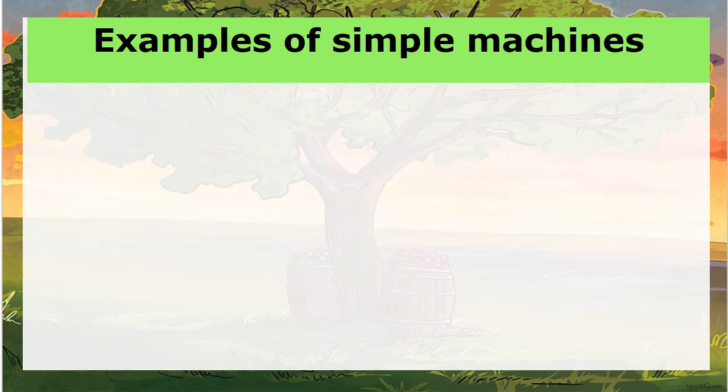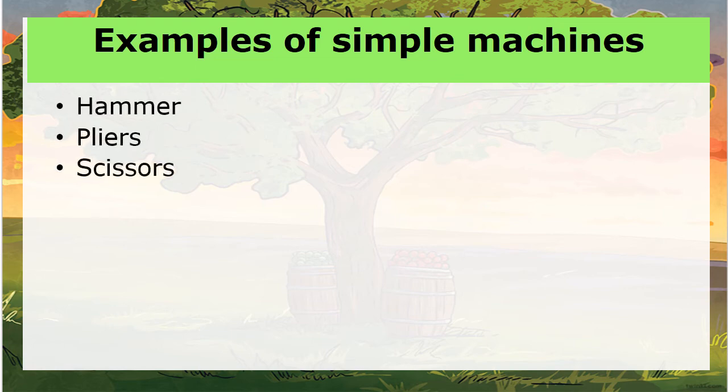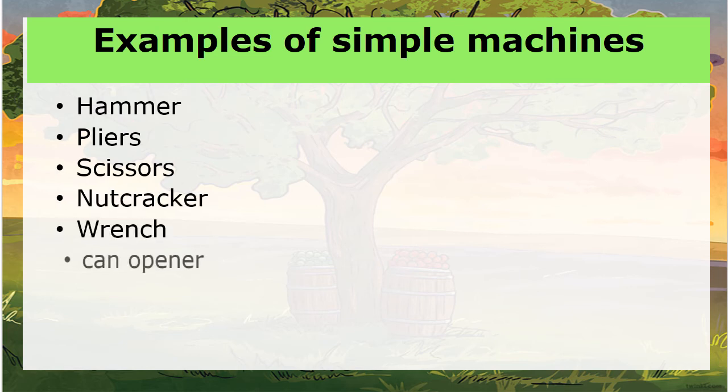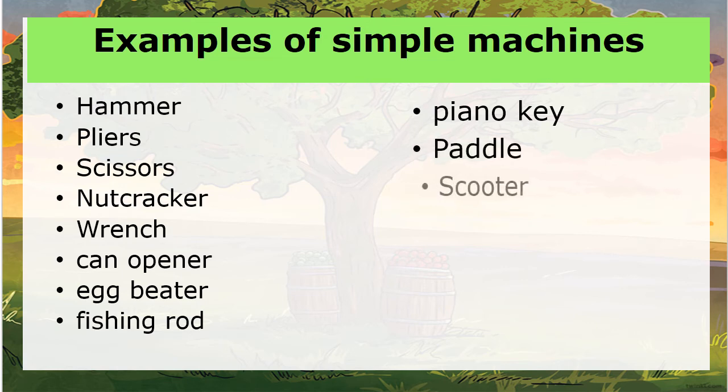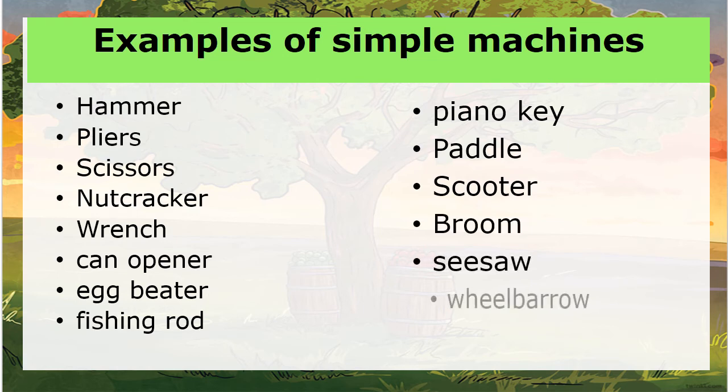Let us look at some examples of simple machines: hammer, pliers, scissors, nutcracker, wrench, can opener, egg beater, fishing rod, piano key, paddle, scooter, broom, seesaw, wheelbarrow.